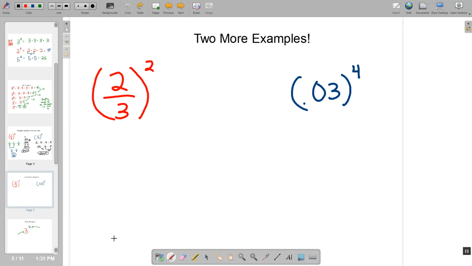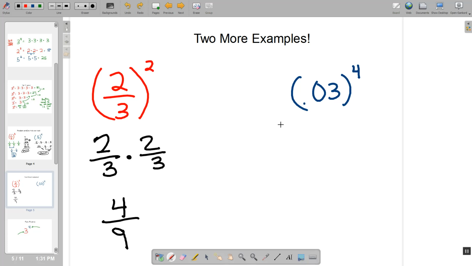Let's do 2 more quick examples. I want you to try these on your own. I'm going to pause the video and put the answers in for you. Our first problem ended up being the answer of 4/9. So we did 2 times 2 is 4, 3 times 3 is 9. You also notice that if I did 2 squared is 4, 3 squared is 9. I want you to try the last problem over here.